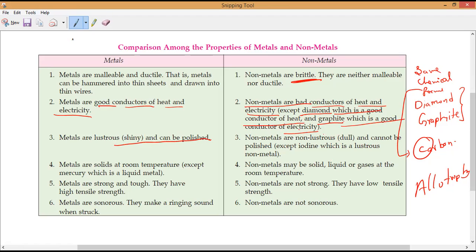Next, metals are lustrous and can be polished, but non-metals are non-lustrous. They don't have a shiny surface, but except what? Except one thing, iodine.